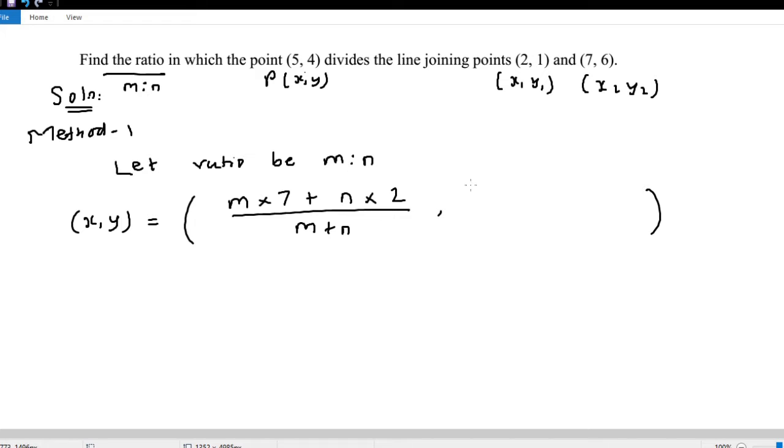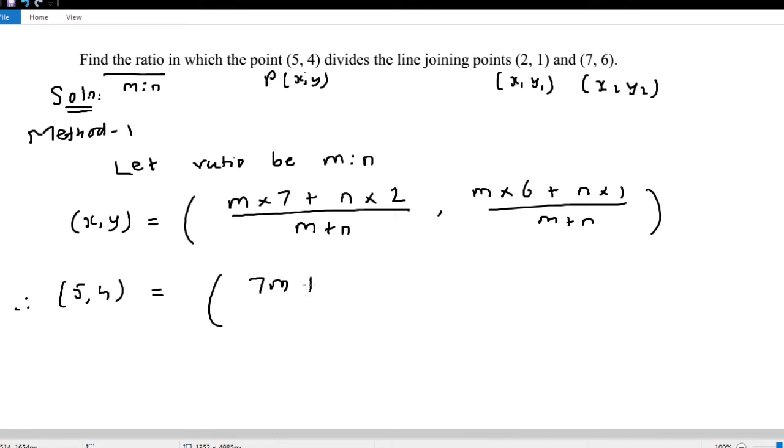And similarly the y coordinate would be m y2, which is m into 6 plus n into 1 upon m plus n. This x, y also we knew, it is 5, 4, which is equal to (7m plus 2n) upon (m plus n), (6m plus n) upon (m plus n).